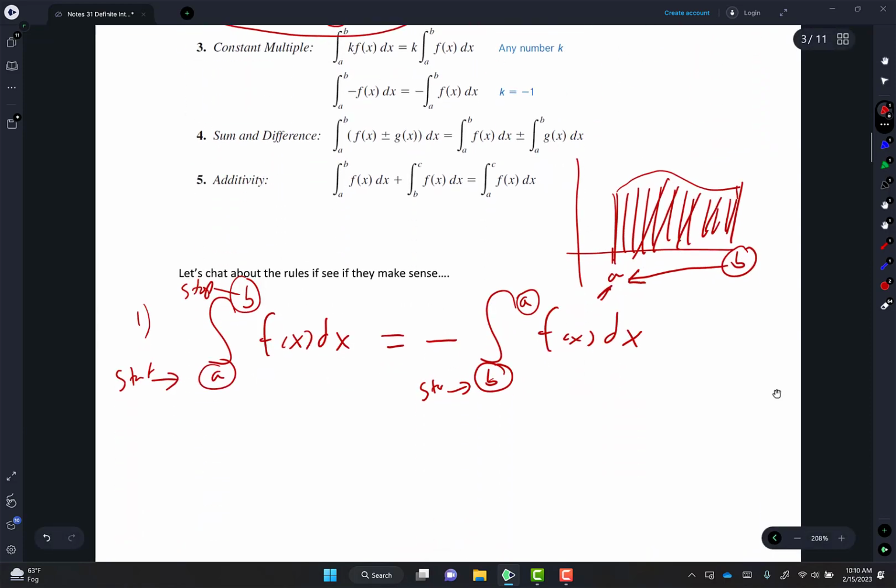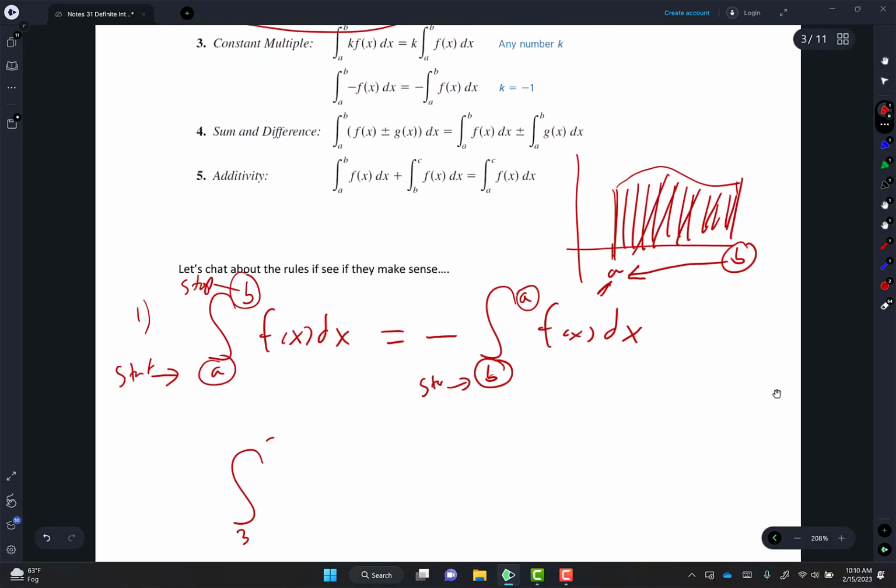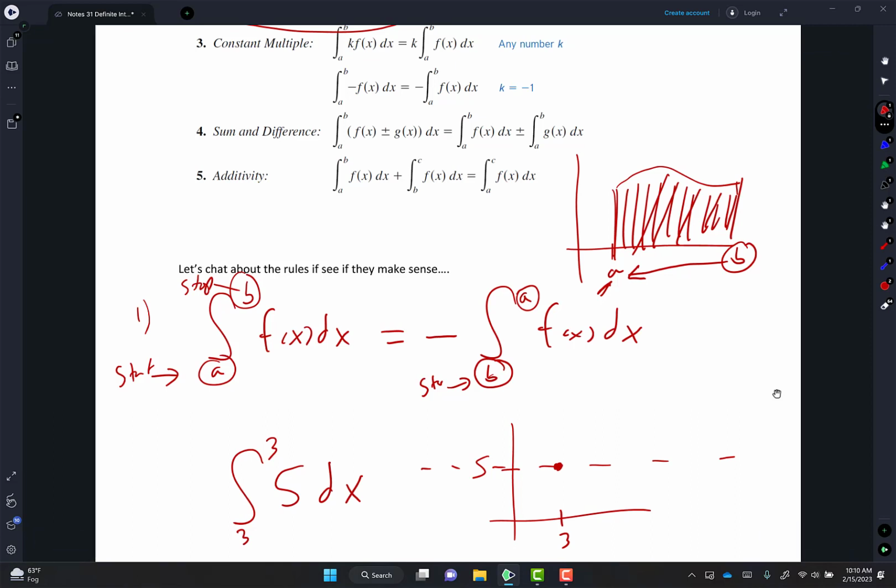Yeah, that's like saying this. Find me the area from 3 to 3, and I'll make it simple. I'll put 5 dx. Well, here's how that graph looks. Here's 5. Well, I haven't moved. Here's 3. It's just a point. You haven't done anything. Does that make sense? Okay.